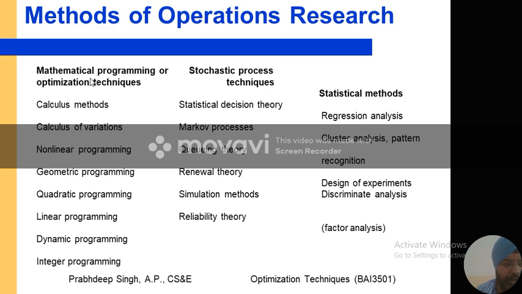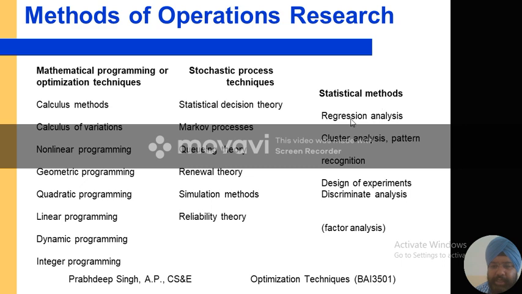Under mathematical programming, we are studying calculus methods, calculus of variations, non-linear programming, geometric programming, quadratic programming, linear programming, dynamic programming, and integer programming. And in the stochastic process techniques, where the uncertainty of constraints arises, the methods and techniques we are going to study are statistical decision theory, Markov processes, queuing theory, renewal theory, simulation methods, and reliability theory.